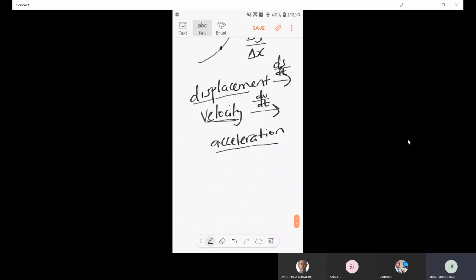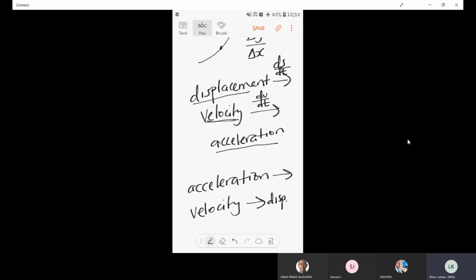Then with integration, we will be going in the opposite direction. So let's say I give you the acceleration. So I tell you the velocity is changing at this rate. Can you tell me what the velocity is? So from the acceleration, we will then work out the velocity. And then if I give you the velocity, are you able to tell me what the displacement is?